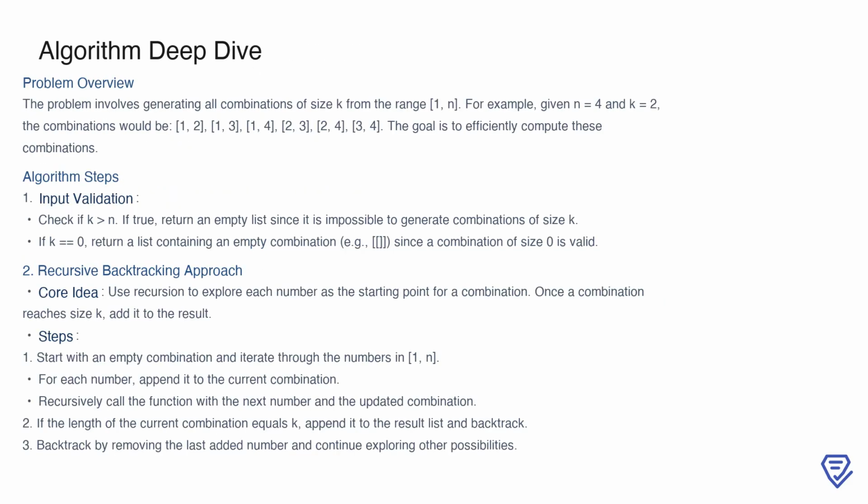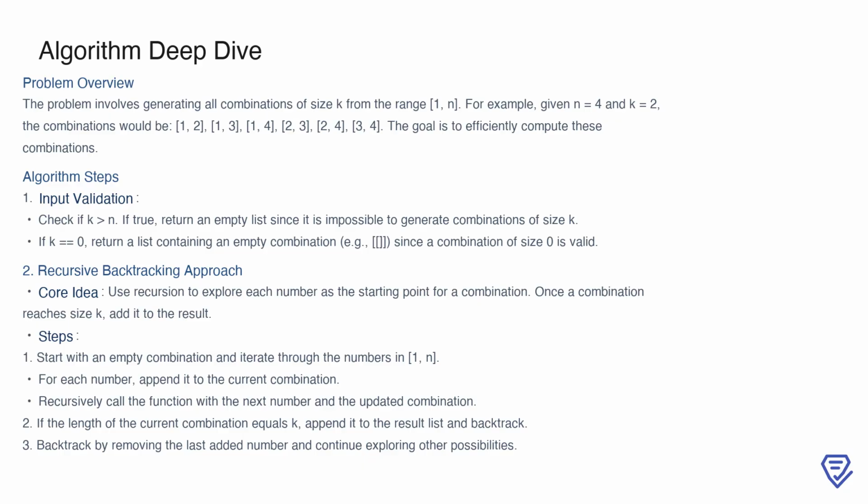The problem we are solving here is about generating all possible combinations of size k from a given range of numbers between 1 and n. For instance, if n equals 4 and k equals 2, the valid combinations are [1, 2], [1, 3], [1, 4], [2, 3], [2, 4], and [3, 4]. Our objective is to compute these combinations efficiently.